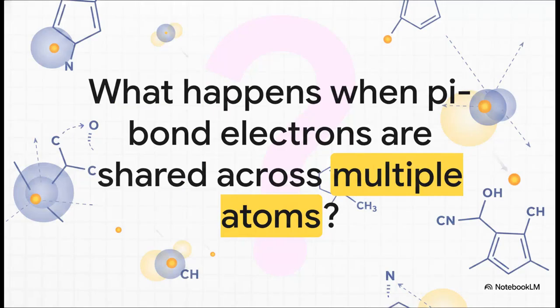By putting together hybridization with sigma and pi bonds, you can now predict the 3D geometry of a huge range of molecules. But this, of course, leads to an even cooler question. What happens when those pi bond electrons aren't just stuck between two atoms, but are actually free to roam across an entire molecule? Well, that's where things like resonance come into play. And that's a story for another time.